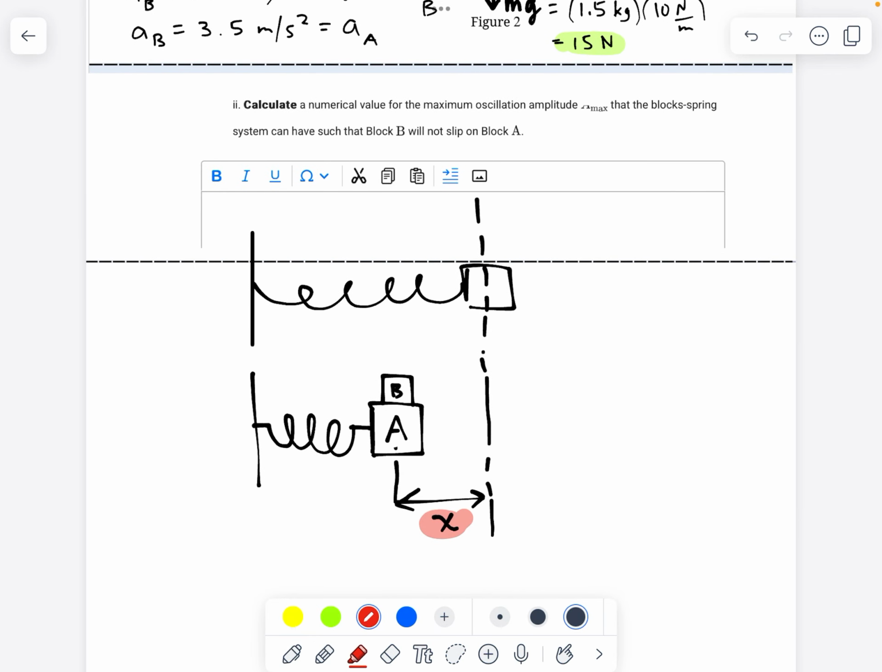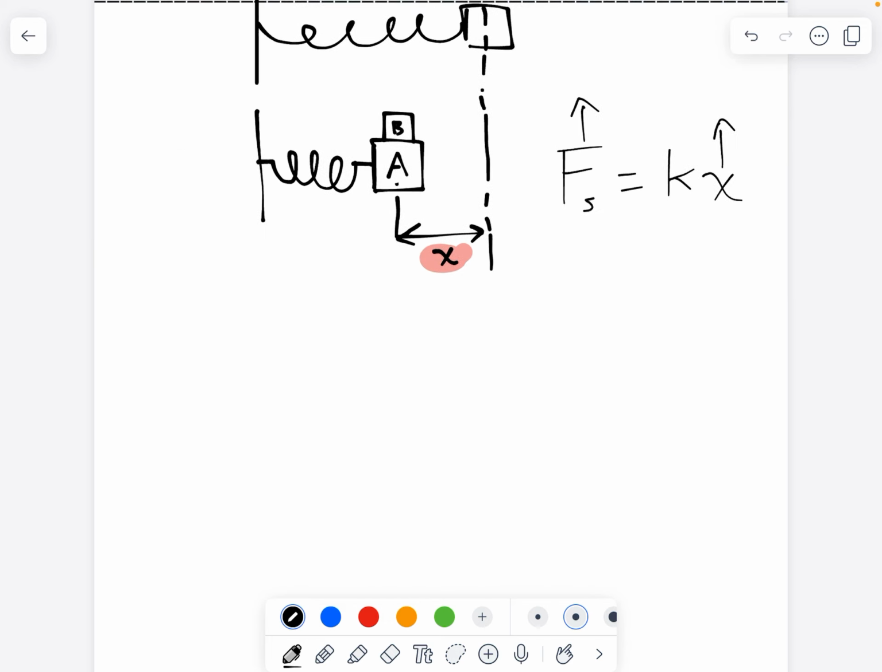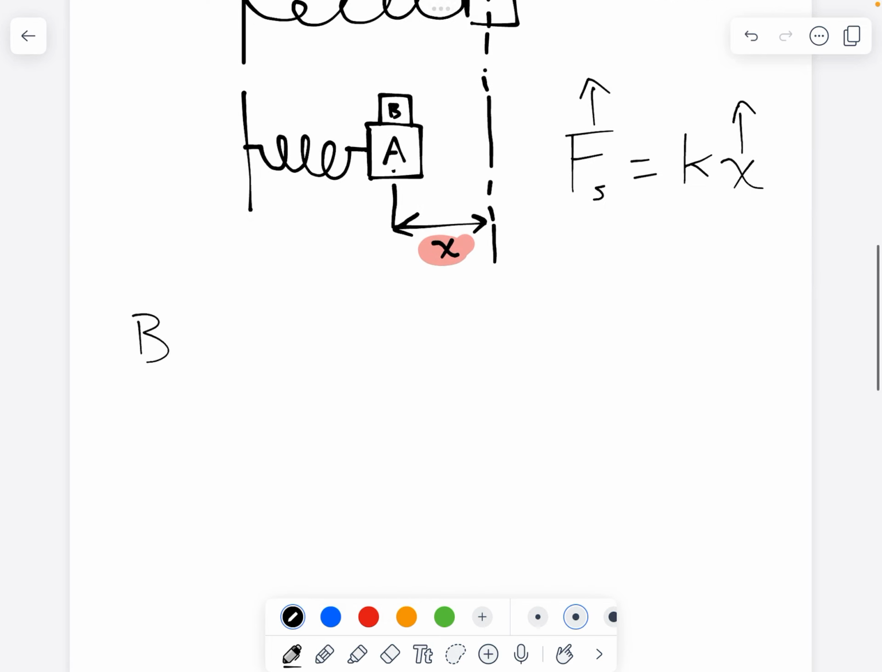Well, how is that related to the forces and accelerations? That x value is in Hooke's law: the force of a spring is k times x. So the bigger that stretch, the bigger the force, and the bigger the force, the bigger the acceleration. This is where it's tricky: we can choose to model block A by itself or the AB system. So let's take a look at the two different scenarios.